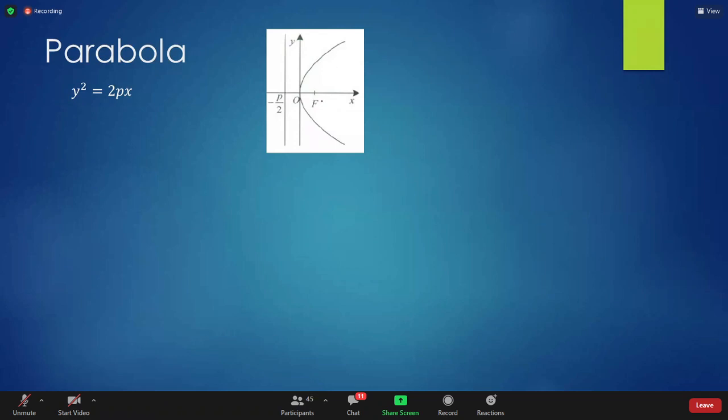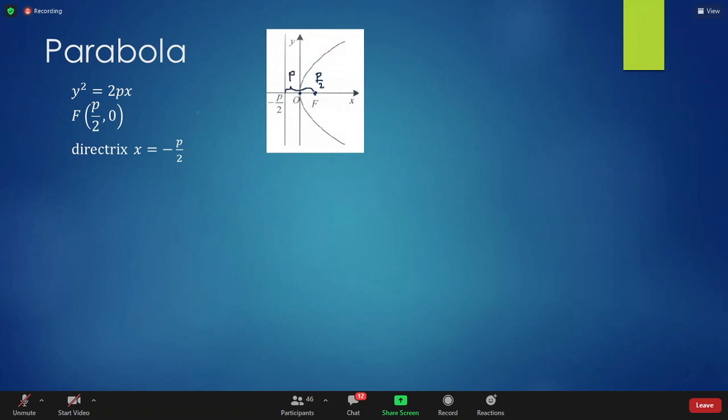So F has coordinates p half, 0. It's on the positive x-axis, as you can see, the focus. You also see that the vertex of the parabola is at the origin of coordinates, and that the directrix has equation x equals minus p half. It's a vertical line parallel to the y-axis. So the noteworthy thing is that the distance between the directrix and the focus is p.